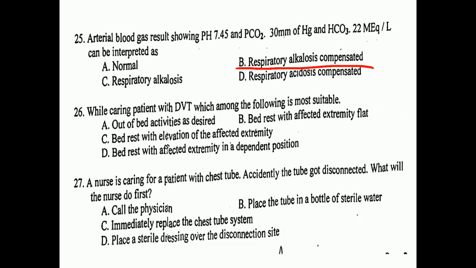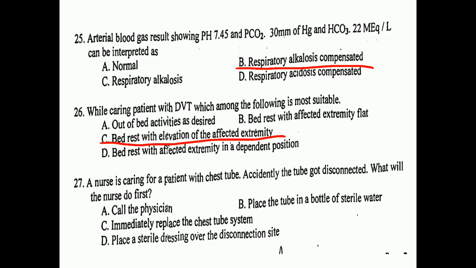Question number 26. While caring for a patient with DVT, which among the following is most suitable? Options are out of bed activities as desired, bed rest with the affected extremity flat, bed rest with the elevation of the affected extremity, bed rest with the affected extremity in a dependent position. The correct answer is option C, that is bed rest with the elevation of the affected extremity.